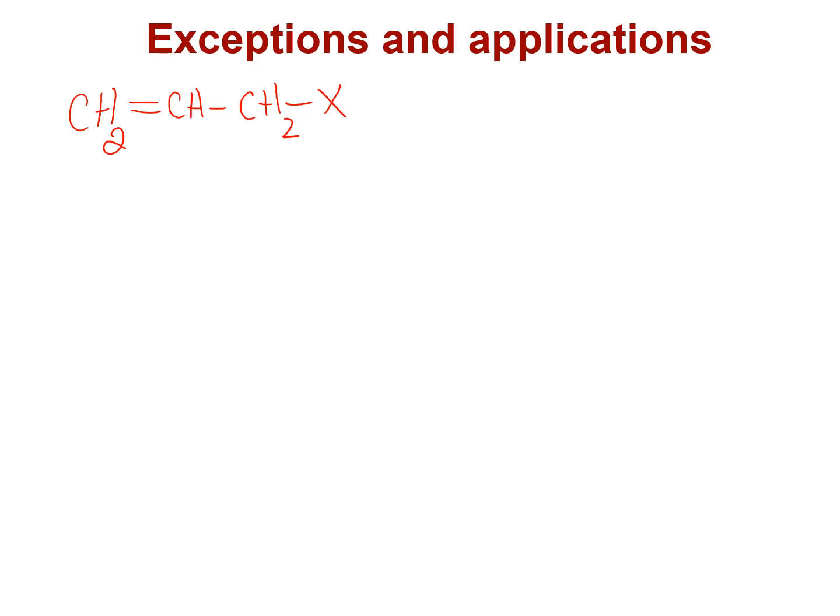An allyl halide is a compound that has 3 carbons, 2 of which have a double bond in between, and then the third is carrying the halogen. This is an allyl halide. The allyl halide, as well as the benzyl halide, can perform the SN1 mechanism, even though these are primary.